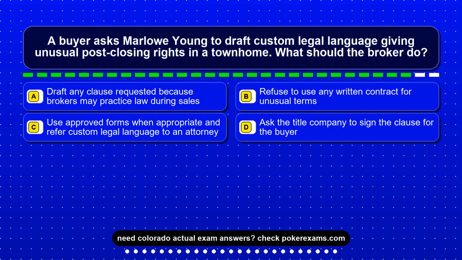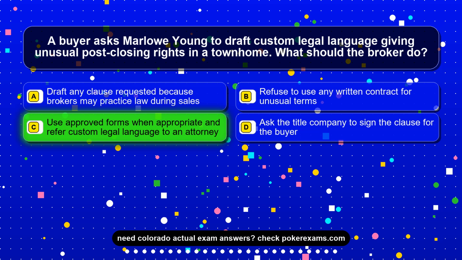Question 12. A buyer asks Marlowe Young to draft custom legal language giving unusual post-closing rights in a townhome. What should the broker do? Option A. Draft any clause requested because brokers may practice law during sales. Option B. Refuse to use any written contract for unusual terms. Option C. Use approved forms when appropriate and refer custom legal language to an attorney. Option D. Ask the title company to sign the clause for the buyer.